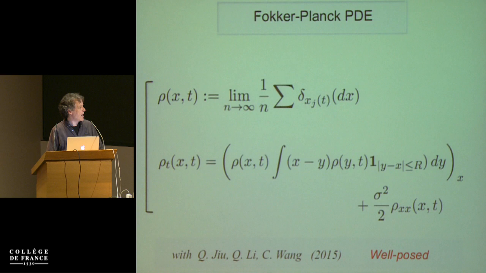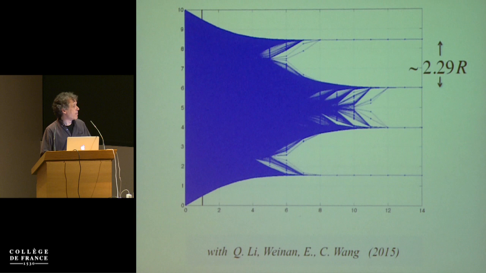We showed that this was well-posed, which interestingly was not known. Well-posed means that the differential equation has a solution, it's unique, and it's a good solution: smooth, regular, all kinds of nice things. And then we proved that there's a number, 2.29. It's not the exact number, it's a transcendental number, but it's very close to 2.3.